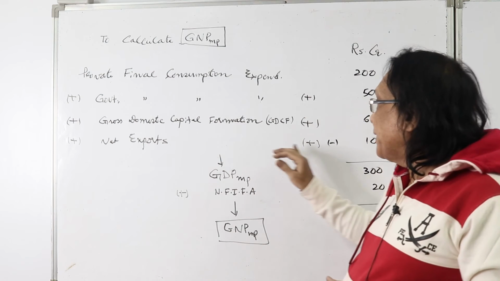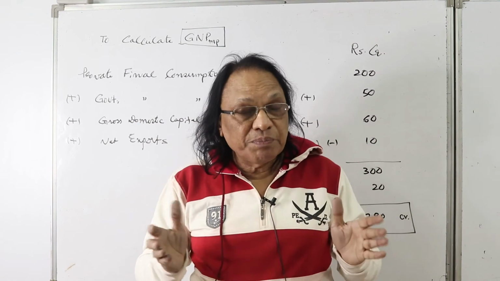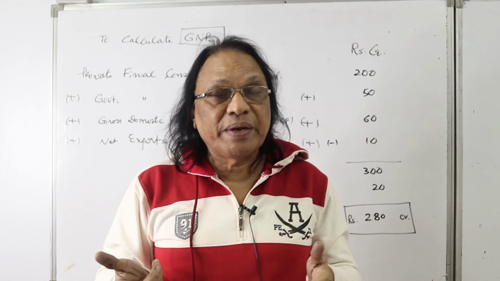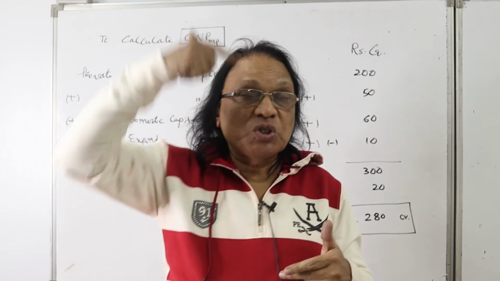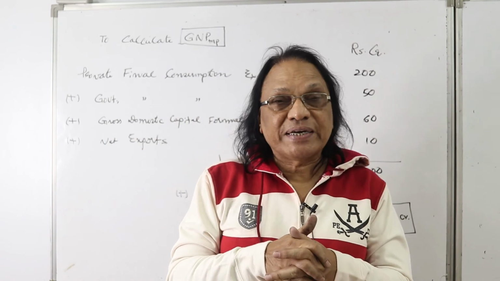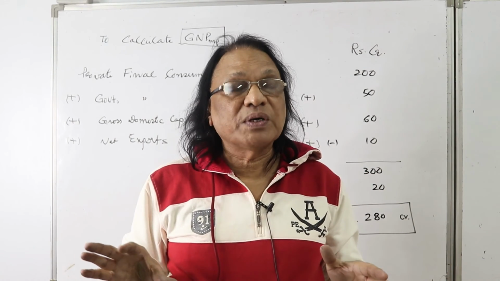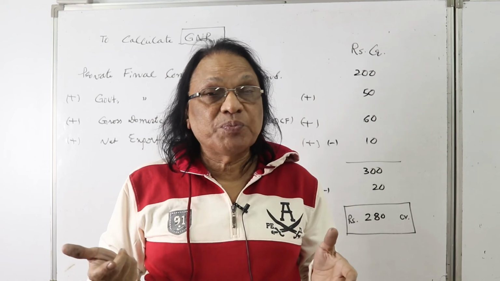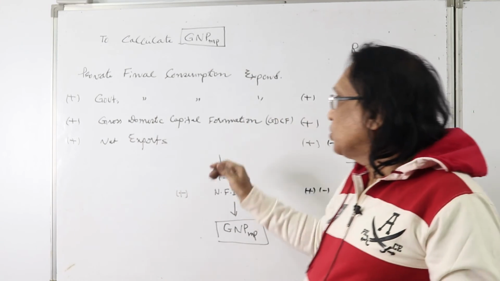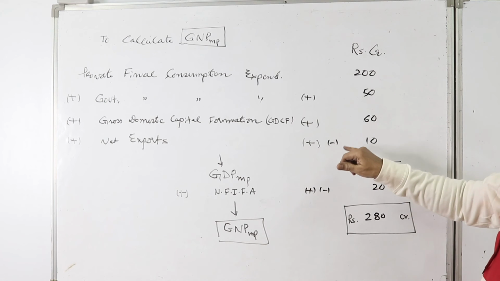Net exports we will be adding, but in our sum they have given you net imports. If net imports are given, you always take it as negative, minus. Net exports is a positive value, net imports is given, take it as a negative value. Like net factor income from abroad can be positive or negative, depending on what is given in the sum. Net exports are always positive, net imports is a negative value. So net exports we add normally, but the value is net imports, so we subtract.